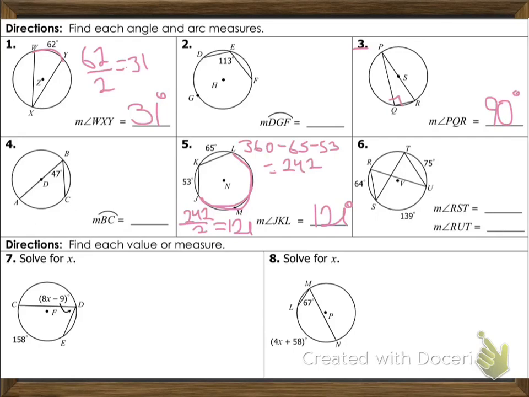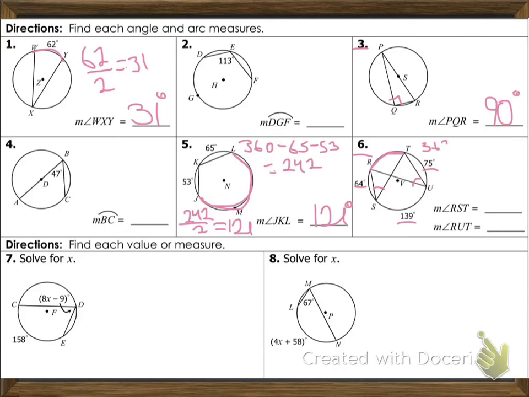Now looking at number 6, these are going to be overlapping arcs. Angle RST, which would be this one right here, and RUT, this angle over here, are going to be equal to each other. We need to figure out the measure of the arc, and we can use that to help find the measure of the angle. Similar to the last problem, you're going to do 360 and subtract the 3 measures you do have, because that's going to tell me what the measure of this arc is.